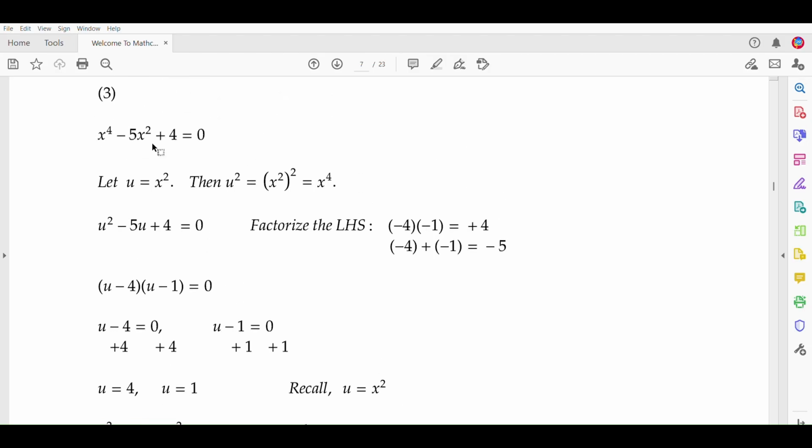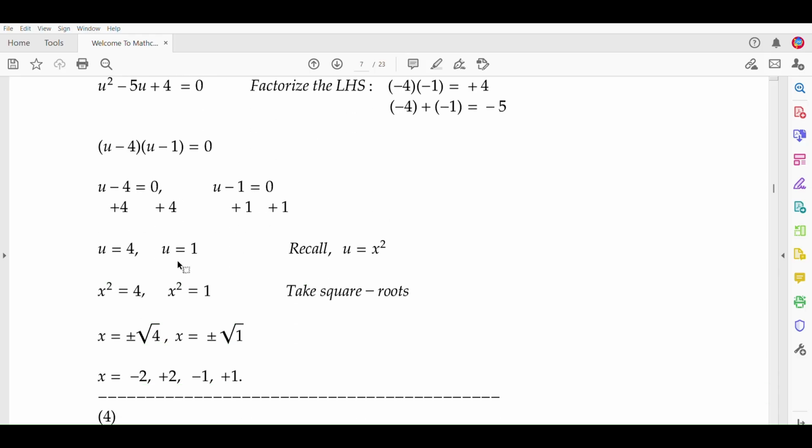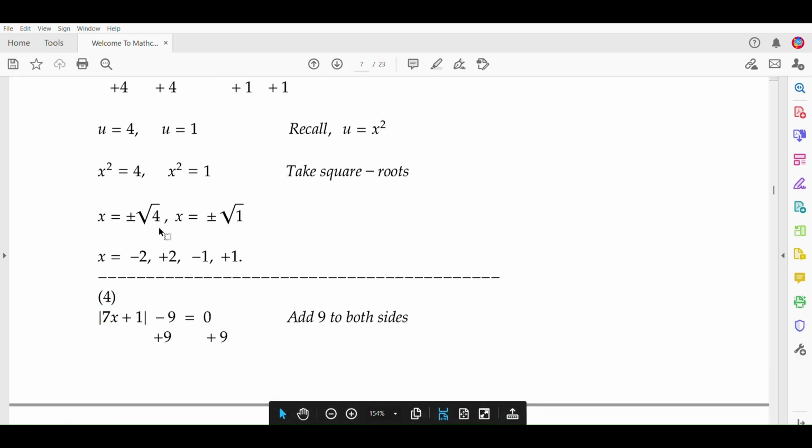U is x squared, right? So where you see u, that becomes x squared. X squared equals 4, x squared equals 1. How do I solve for x? Take square roots. Keep in mind, when you take the square root, you have the plus minus option. So x is plus or minus 2 and plus or minus 1. Okay, these are your solutions.